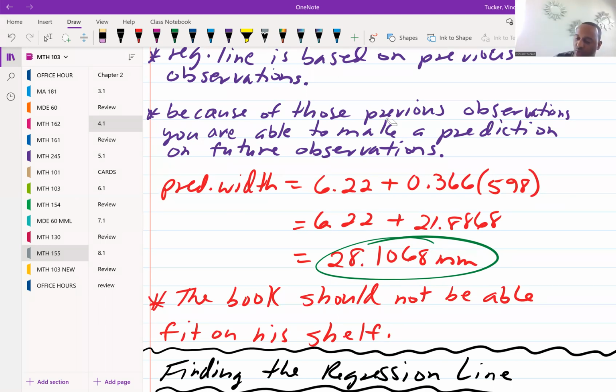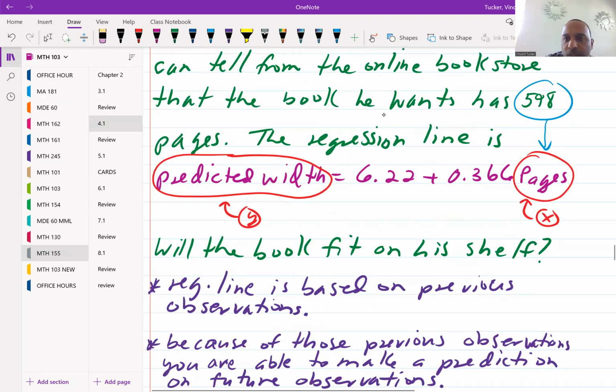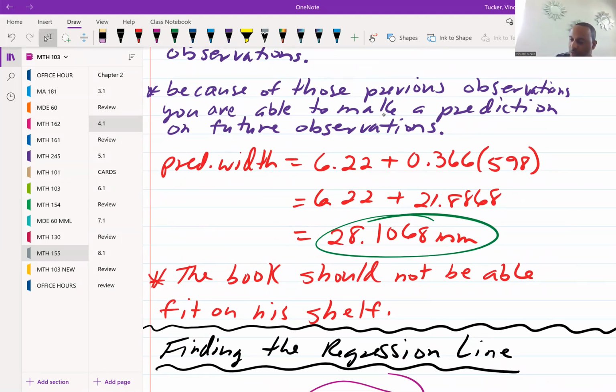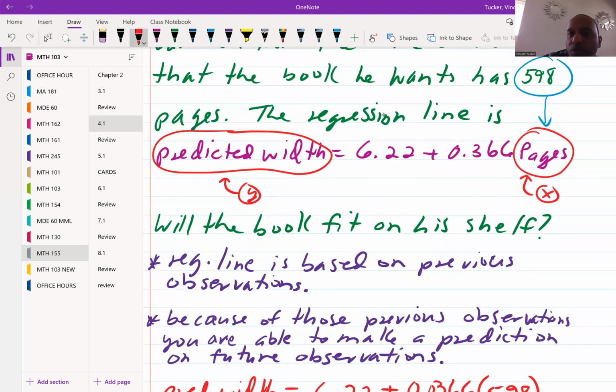All right, hold on one second. Okay, maybe I'm doing something wrong. Let me see. 0.366. I might have written something wrong. Give me a second. Because I got 4 decimal places here, and I got 3 here. I could go look up the book, but let me see. I'm thinking I might need a 0 right here. 0.0366 times 598. So I may have left off a 0 right here. That's what it's looking like.